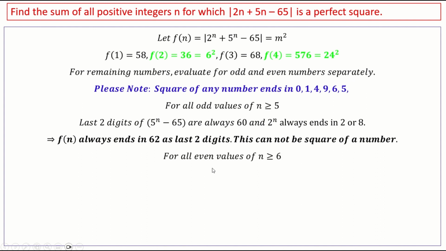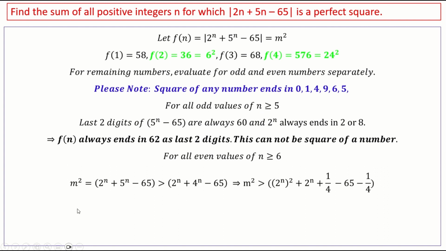Next, for all even numbers, n greater than or equal to 6. I kept 6 because up to 5 we have done already. 5 is an odd number, so 6 is the first even number. So m square equals 2 power n plus 5 power n minus 65.